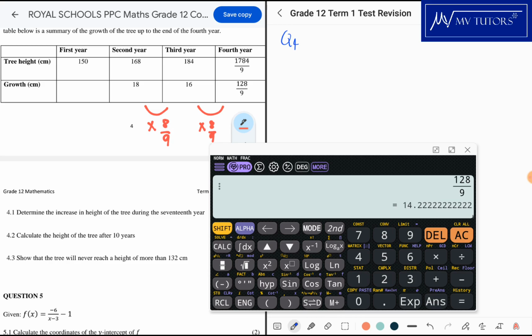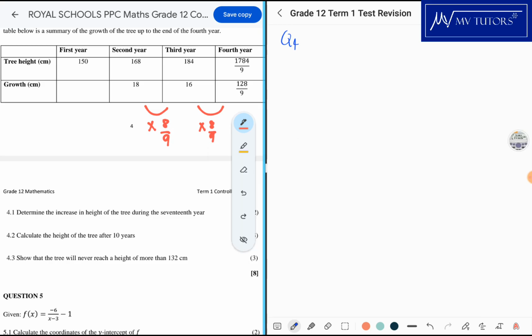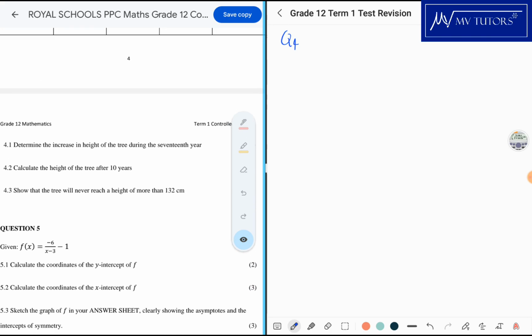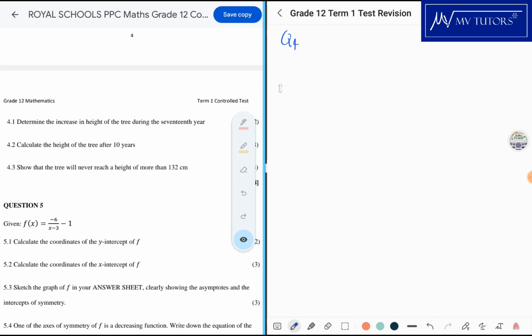All right, and after we get that value, we can see we had to take 150 plus 18 to get 168, and then 168 plus 16 to get 184, and then 184 plus 128 over 9 gives us 1784 over 9. So that's basically what's happening there. All right, now let us look at the questions. So 4.1 says determine the increase in height of the tree during the 17th year.